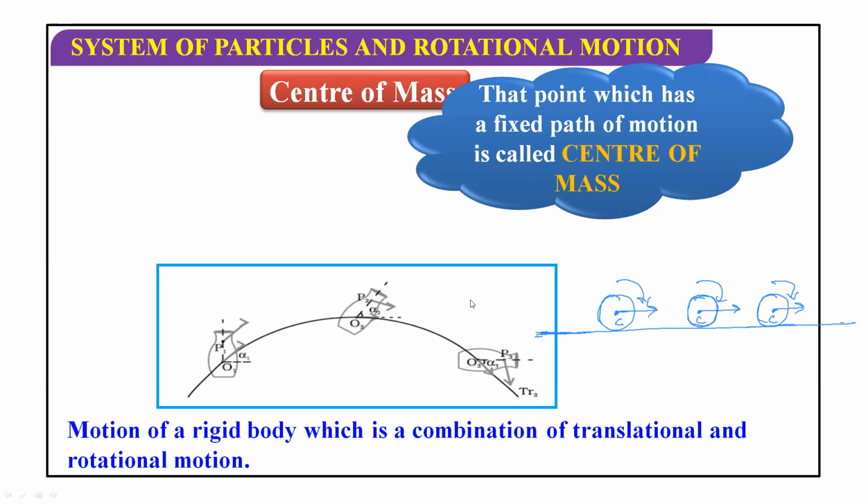So center of mass is a hypothetical point at which the entire mass is supposed to be concentrated, and it is used to explain certain phenomena in physics, and which will have a fixed path of motion even in a combined motion. Combined motion means when translational and rotational motion are combined together. Okay, so any doubt, anyone in this?